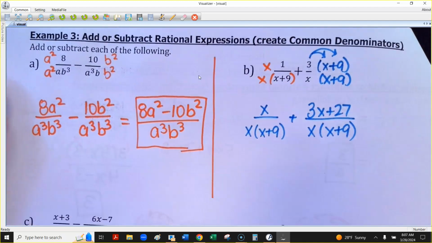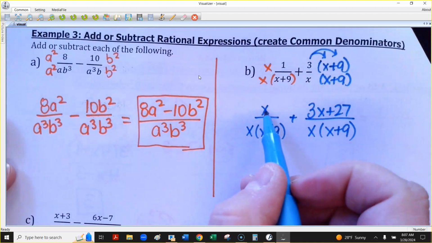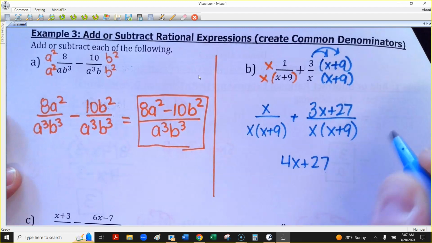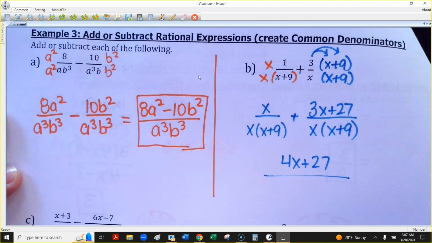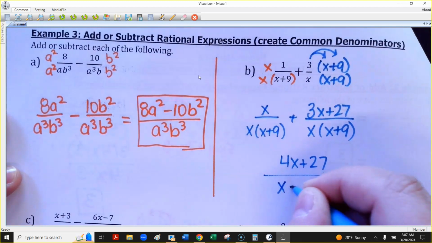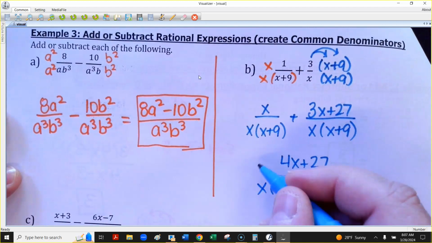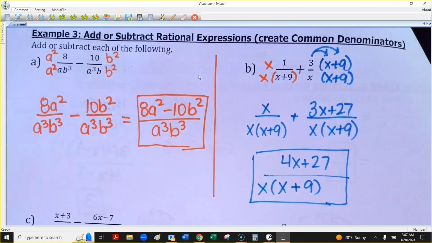Now, across the top, to actually add these, you can combine something a little bit. This 1x and the 3x will turn that into 4x plus 27, which 4 and 27 don't have anything in common, so that's not going to factor or anything like that. And the denominator is just that x times x plus 9. Nothing's going to cancel there. You can't go any further with that. That would just be your answer.